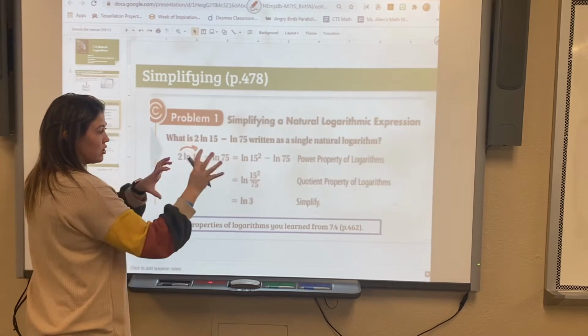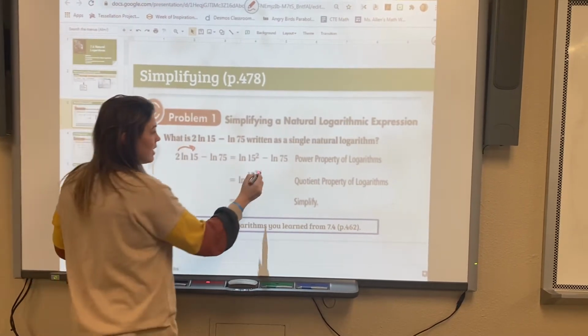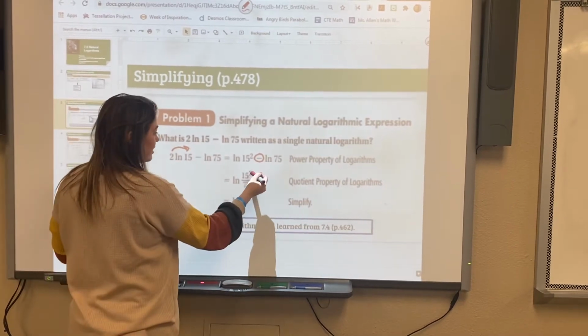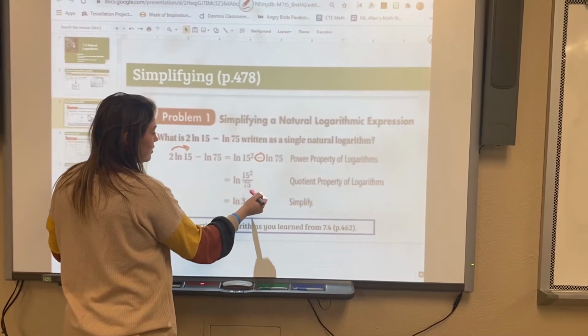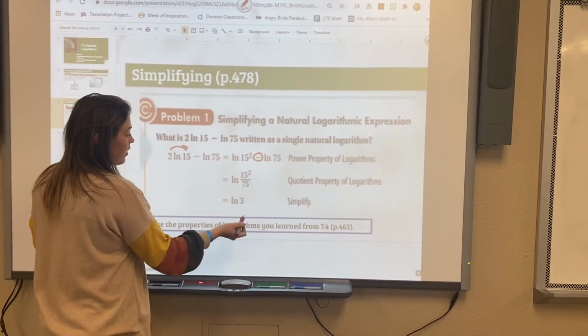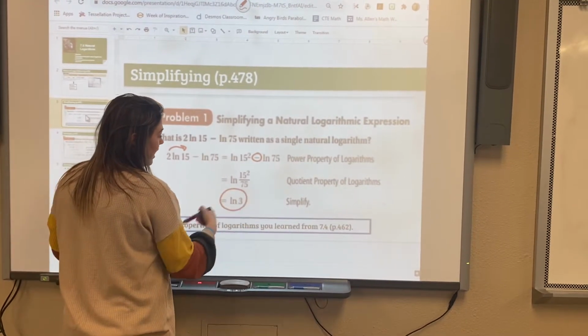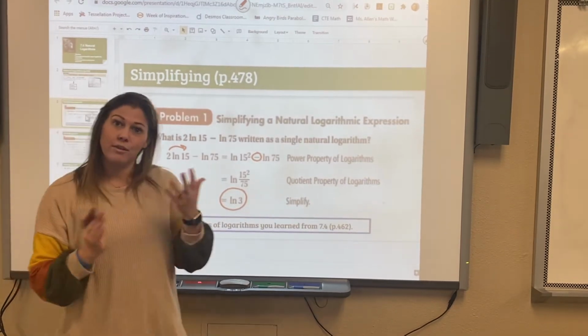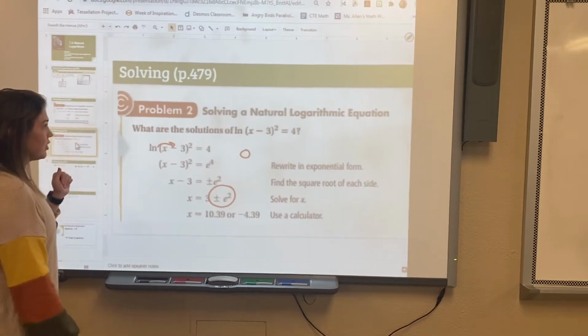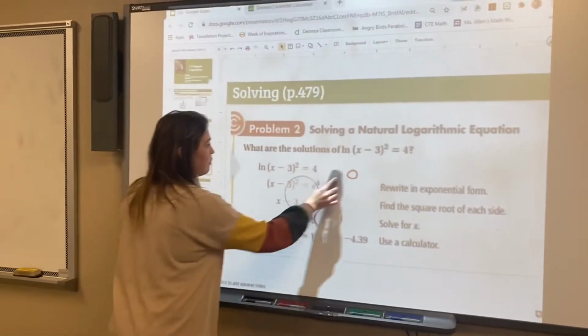Now we have natural log of two things, and there's a minus, so we know that's a quotient. So we take 15 squared divided by 75. 15 squared is 225, divided by 75 is 3. So our answer as one natural log would be the natural log of 3. Okay. And now let's look at another example.